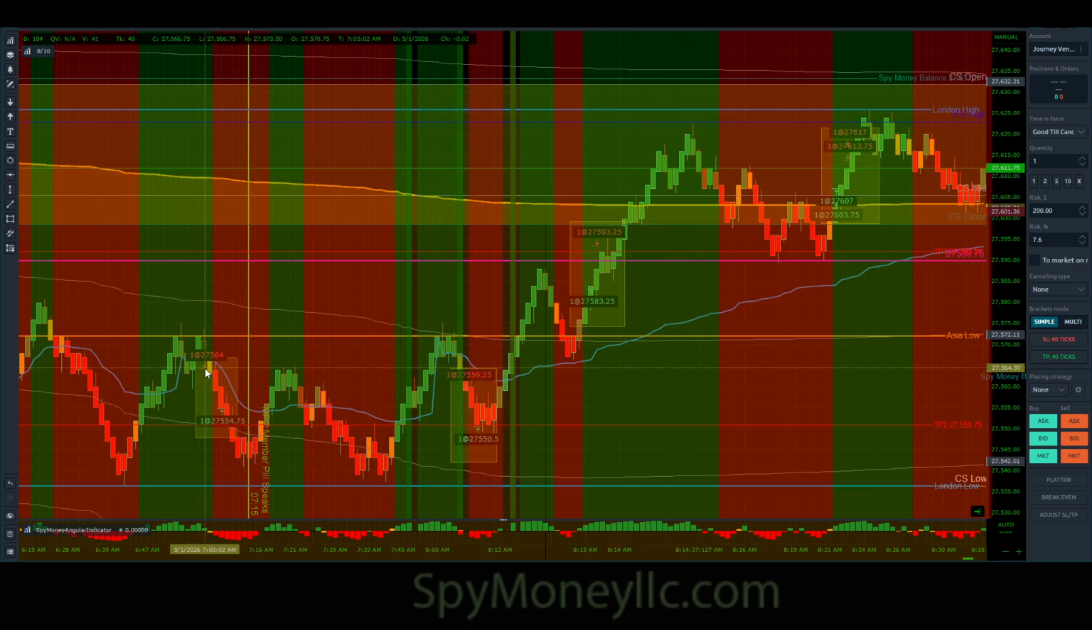So let's start from the first one. This one right here, we had a green background, but we had our level, and we went up, and then we went up again and made this lower high, and it was off of that level.